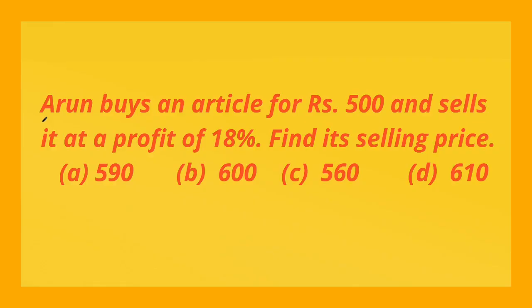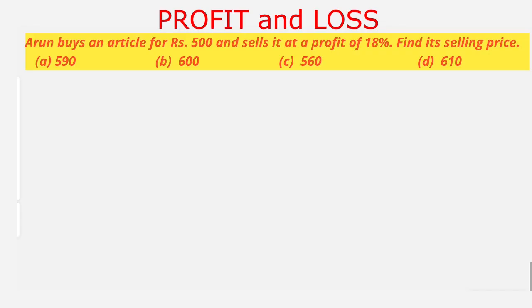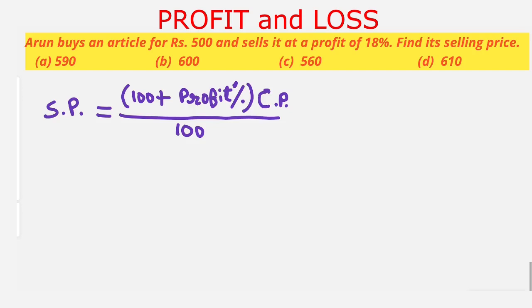Our question is, Arun buys an article for rupees 500 and sells it at a profit of 18%. Find its selling price. We solve the question using the formula for finding SP. Selling price or SP equal to 100 plus profit percent multiplied by cost price CP divided by 100.